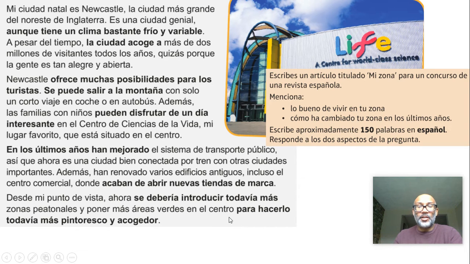Into the city center, to make it even more picturesque and welcoming.